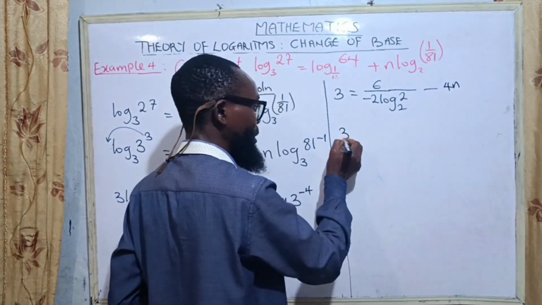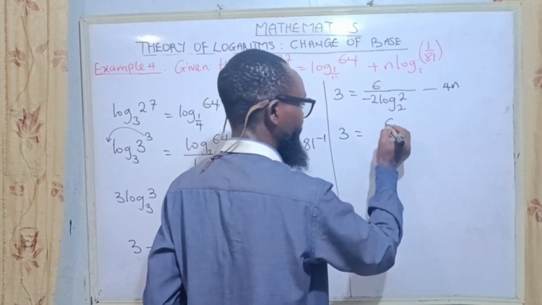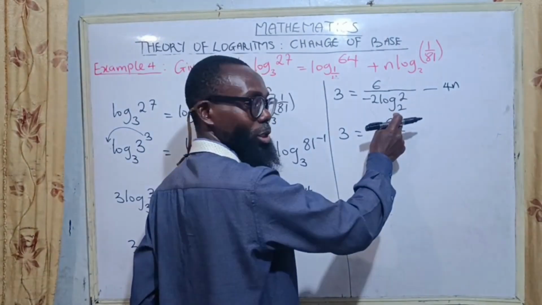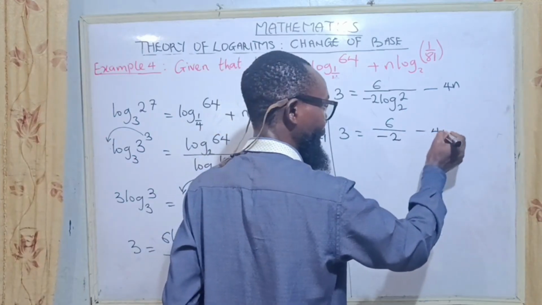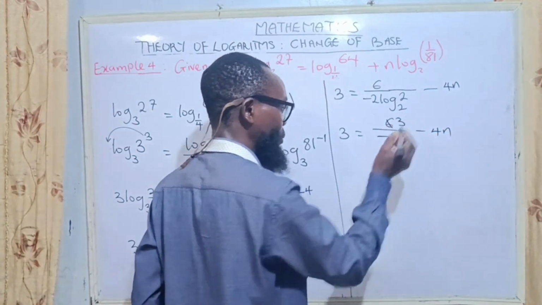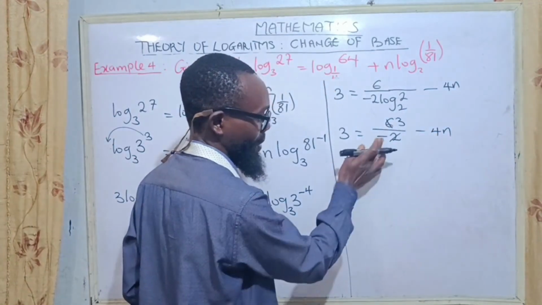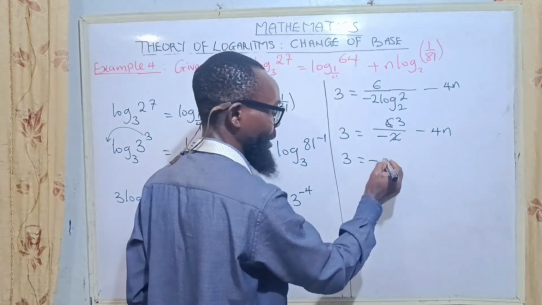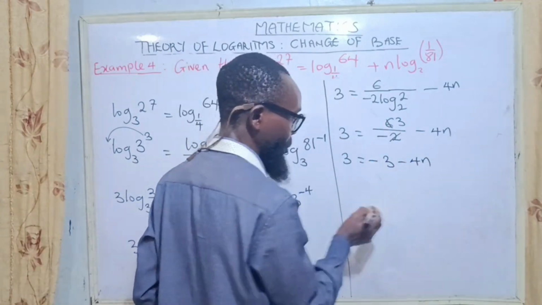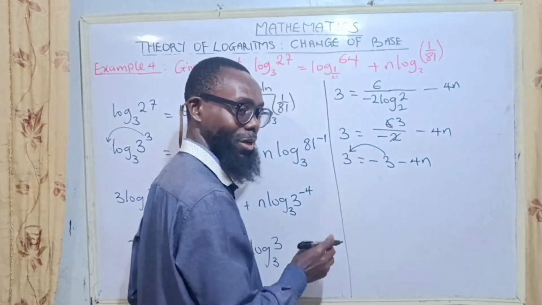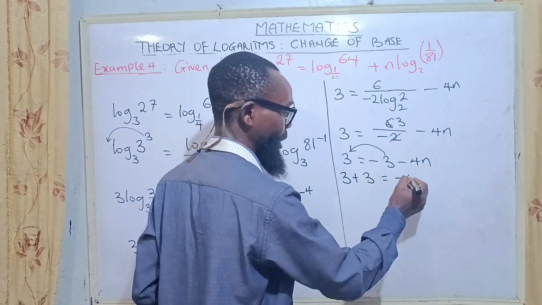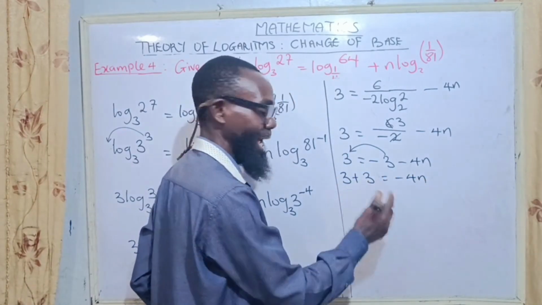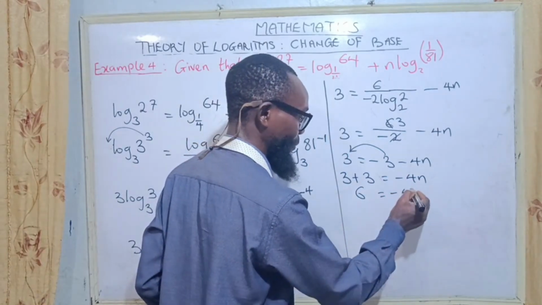So now I have 3 is equals to 6 divided by log 2 base 2 is 1. 1 times minus 2, minus 2, minus 4n. So 2 here, 1, 2 here, 3. So I have 3 equals to minus sign is plus, minus 3 minus 4n. So take this here to come and meet its counterparts. So 3 plus 3 is equals to minus 4n. 3 plus 3, I have 6 equals to minus 4n.